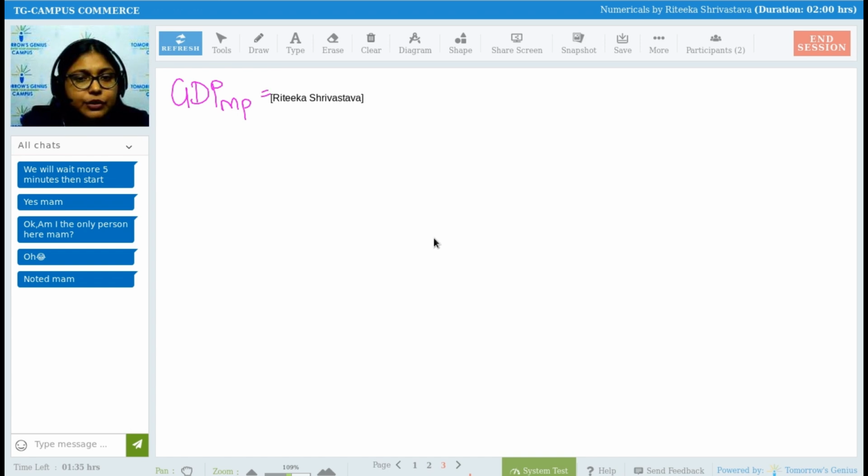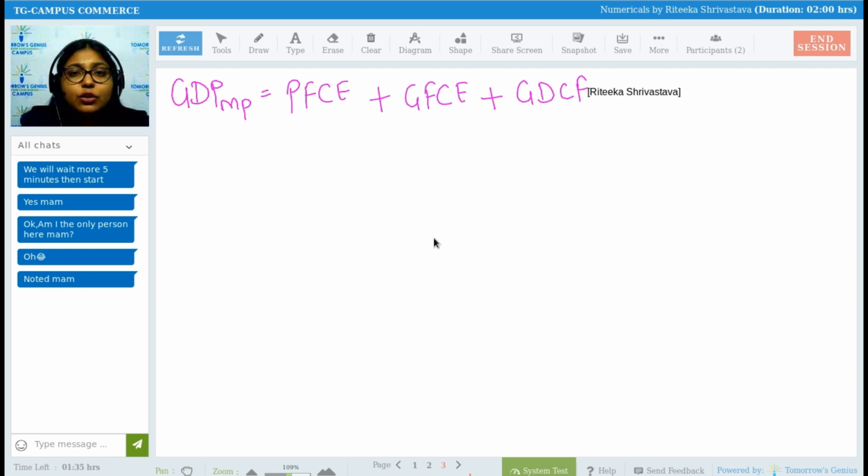Fine. Now let us see the formula for GDPMP. The formula for GDPMP is PFCE, that is private final consumption expenditure, plus GFCE, that is government final consumption expenditure, plus GDCF, that is gross domestic capital formation, plus NE, that is net exports. Okay, so this is the formula for calculating national income using expenditure method.